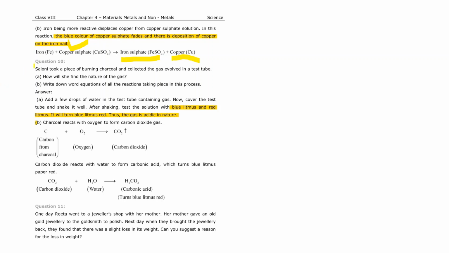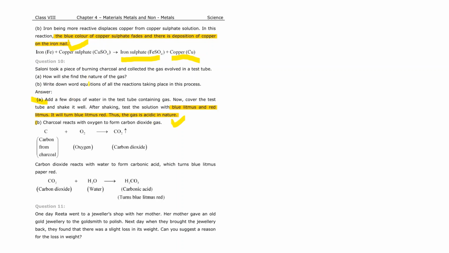Now question number 10: Saloni took a piece of burning charcoal and collected the gas evolved in a test tube. How will she find the nature of the gas? So the process is to add a few drops of water in the test tube containing the gas. Now cover the test tube and shake it well. After shaking, test the solution with blue litmus and red litmus. It will turn the blue litmus red. So when blue litmus turns red, it means this is acidic in nature, while the red litmus remains red. So this is acidic in nature.